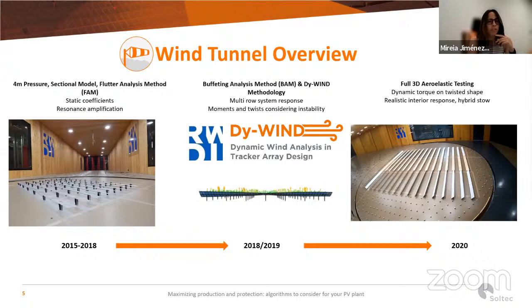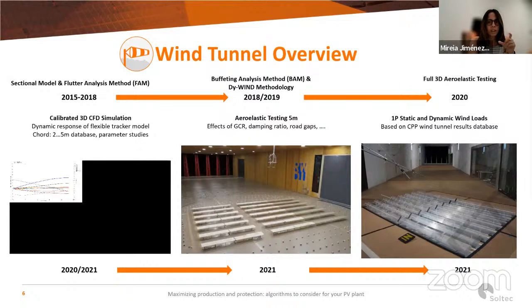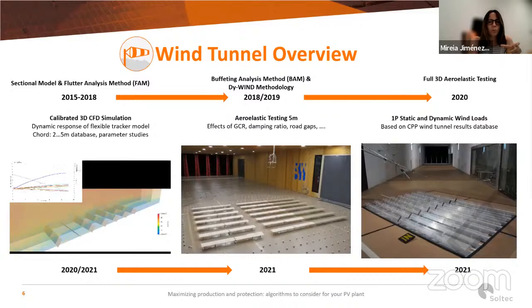In 2020, with the results of the die-wind, we made an aeroelastic wind tunnel that we can see here in the video. I don't know if it's a great video, but in the video we can see the behavior of each tracker according to their position within the layout. And with this, we use a database both in 2D and 3D with the calibrated CFD simulations to calculate all kinds of scenarios. The video just stopped. We see an example, let me see if I can run it. An example where we analyze a hybrid stow situation, for example.